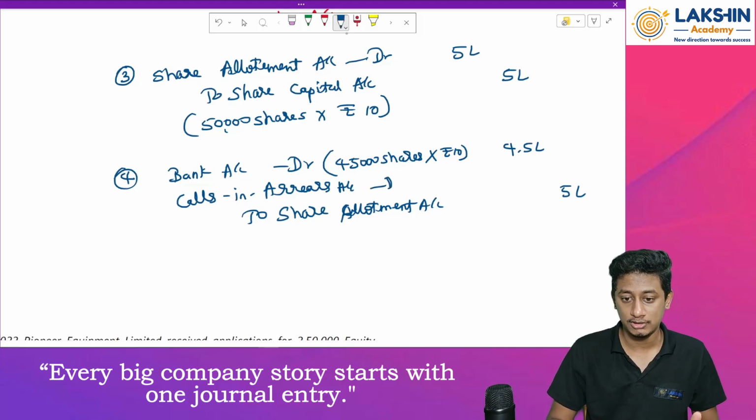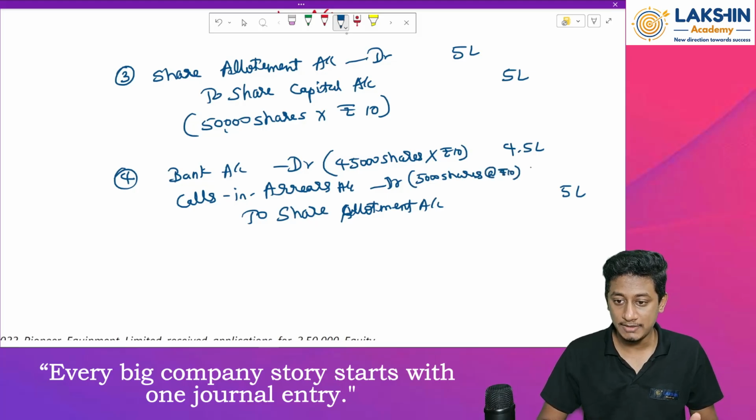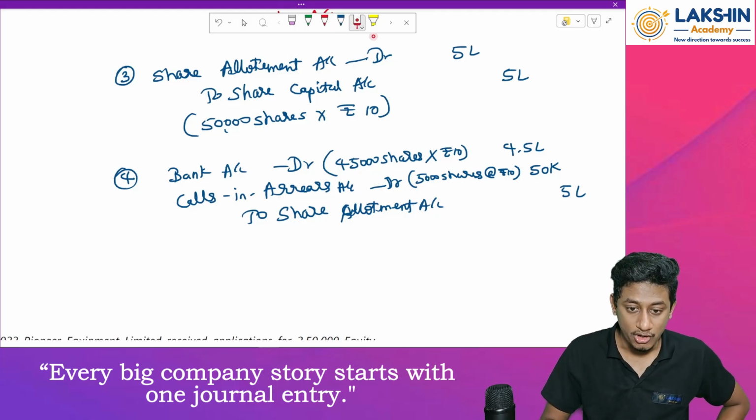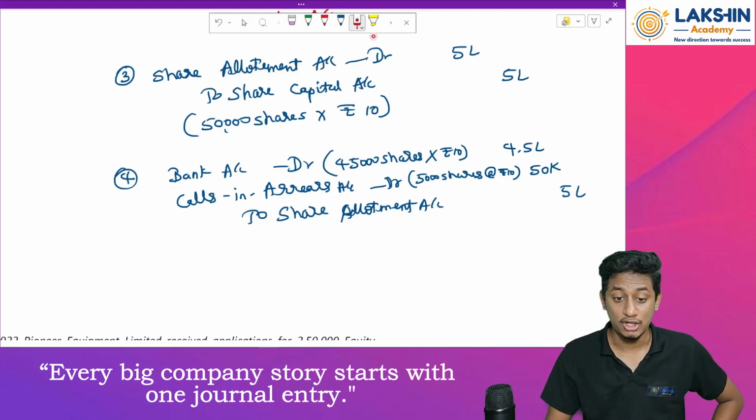Calls in arrears account debited on 5,000 shares at the rate of rupees 10. How much will that be? Rupees 50,000. Why is calls in arrears debited over here? What is the reason for that? Because I am supposed to receive this money.